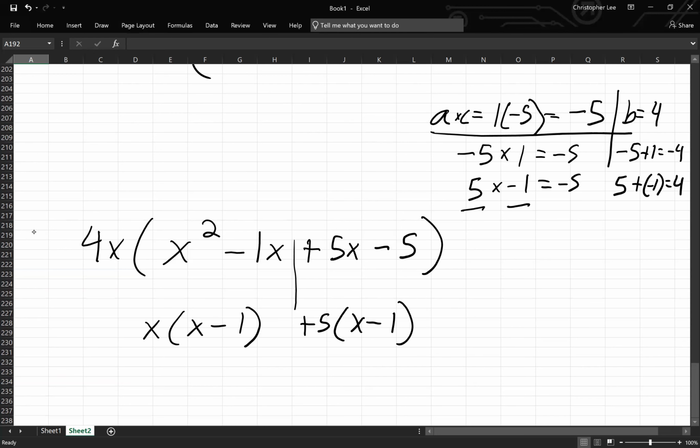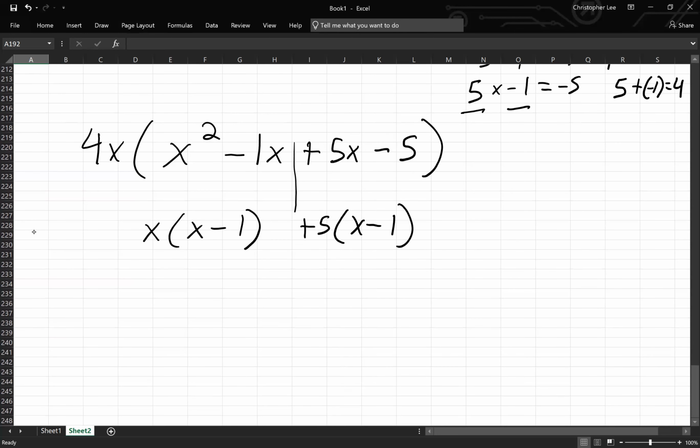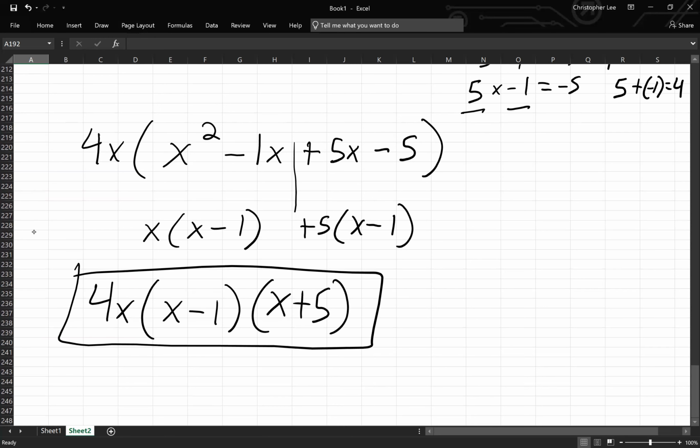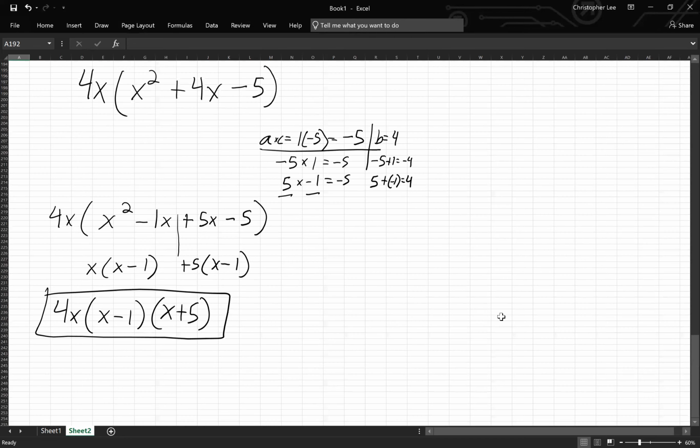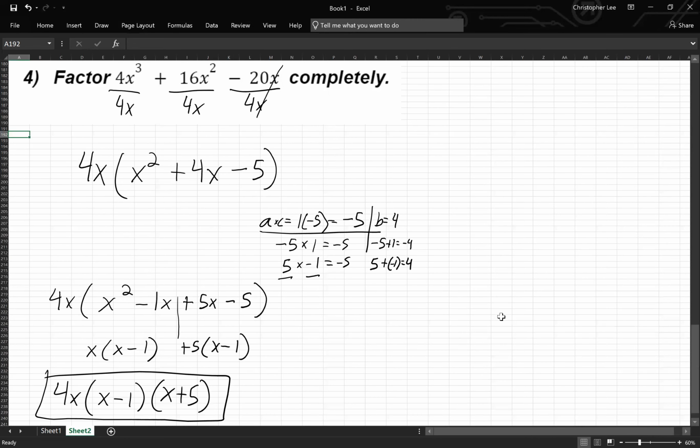Very good. Greatest common factor again with that, I have 4x, second part. x minus 1, and then what's left over? X plus 5. This is my final answer. All right. Good. In a situation like this, factor completely, carry that down.